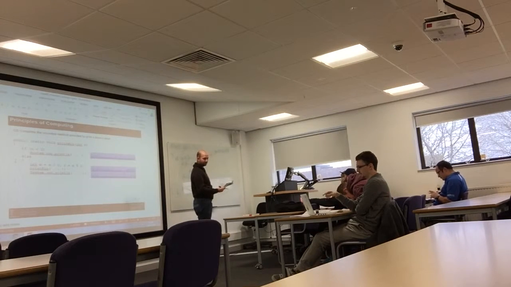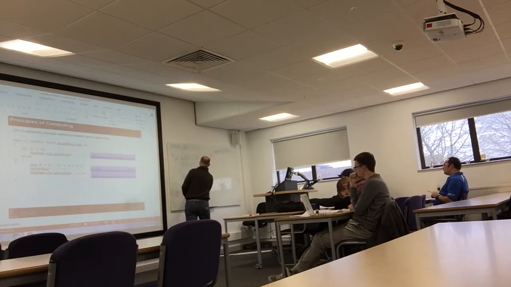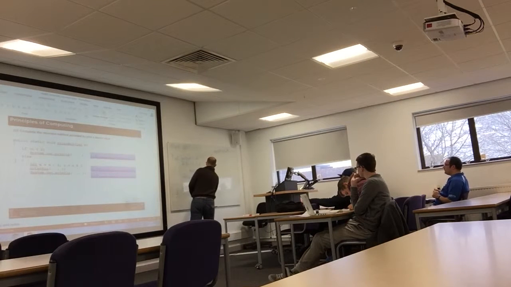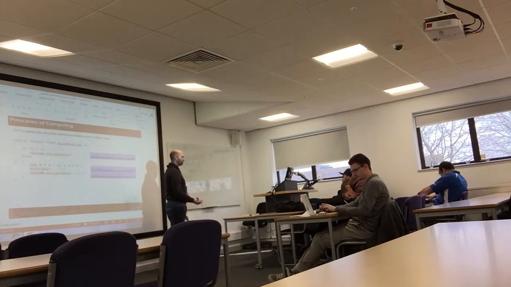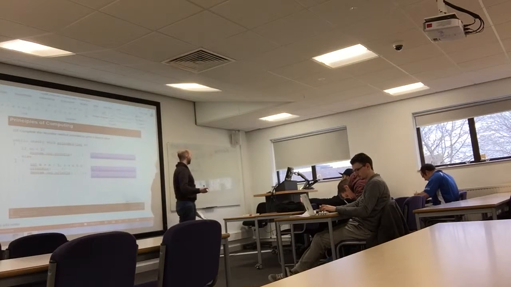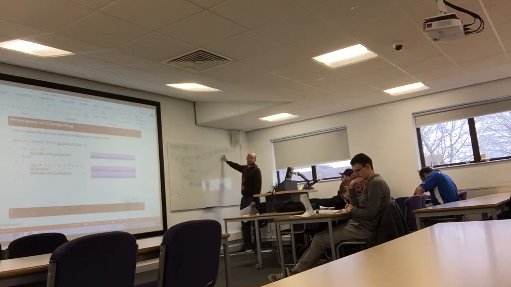GCD, B would be A modulus B. Yeah? Okay, so what we'll do is write return GCD B and then A mod B. Okay, so return GCD B A modulus B. Okay, so let's just think about that and work it through with an example.